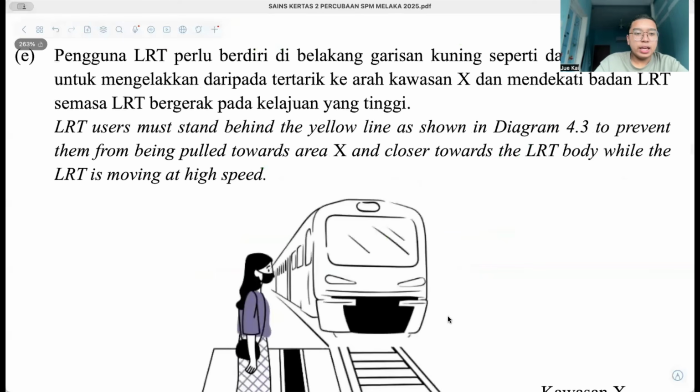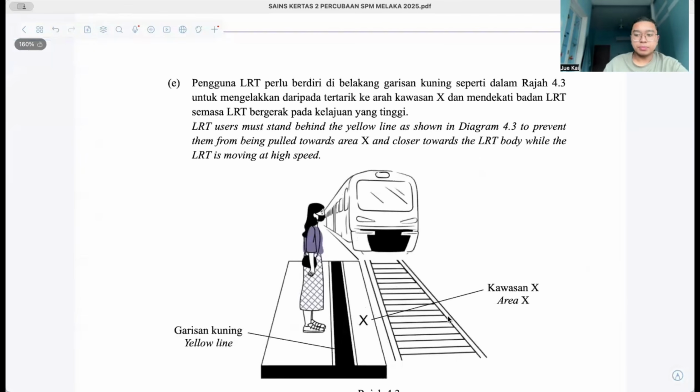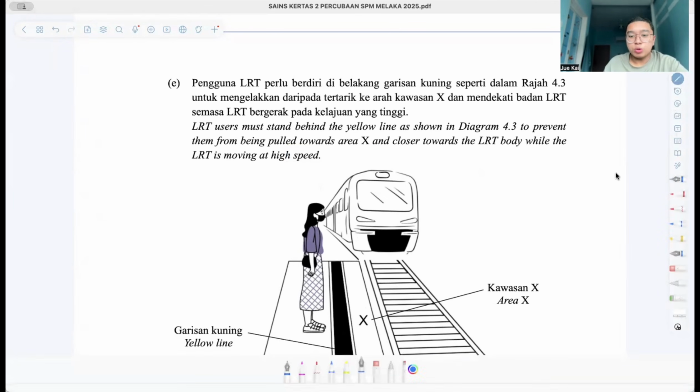Okay, LRT, this is also under Bernoulli principle. So right now I'm forced to use my pen, because I need to highlight. LRT users must stand behind the yellow line as shown in 4.3. What is the purpose? To prevent them from being pulled towards area X, this is area X lah, and closer towards the LRT body while the LRT is moving at a high speed. Okay, I can see it obviously.